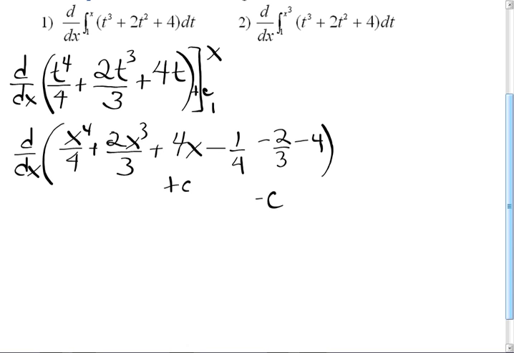Now I'm going to differentiate again. I mean, just think about it. We integrated, and now we're going to differentiate. Where should we be? Back at where we started, right?